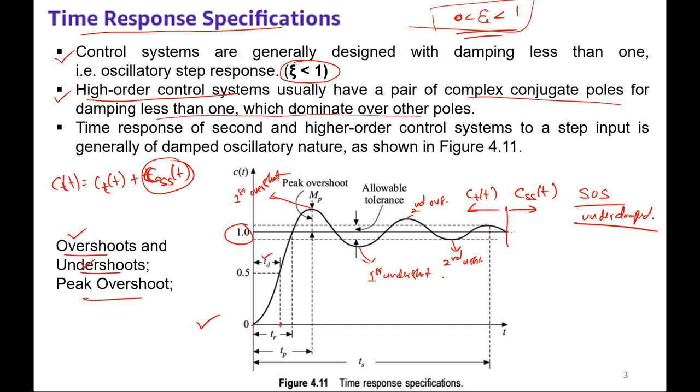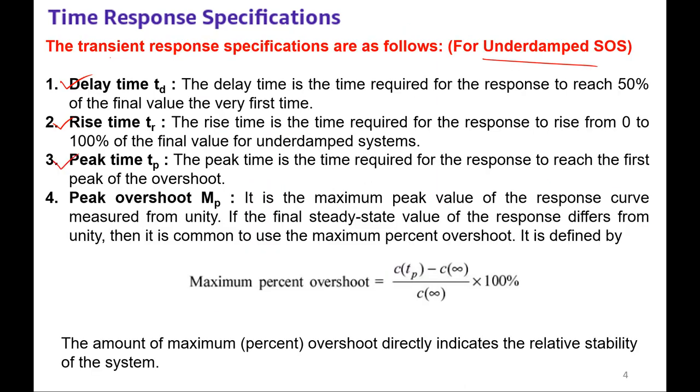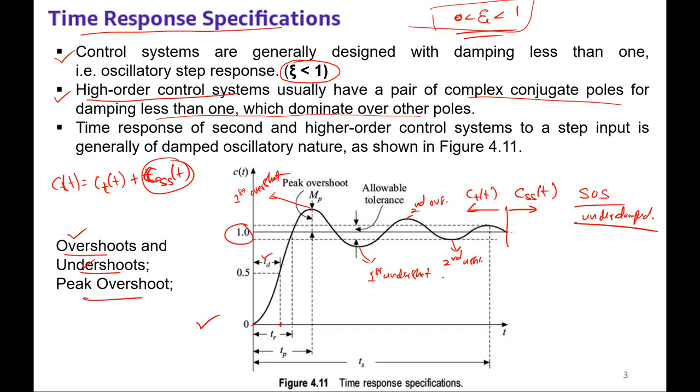Is it fine? Then next we will take up the peak time, tp. Observe here. The response is varying here and it will achieve the maximum peak value. The time taken in order to achieve that maximum peak value is nothing but the peak time tp, from here to here, right?